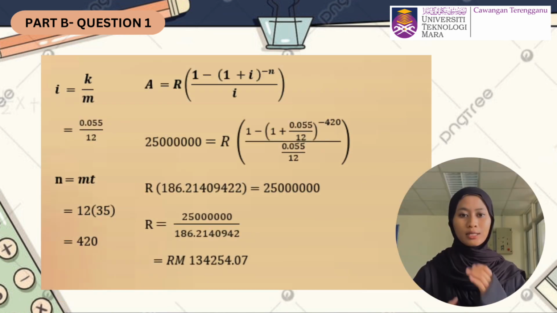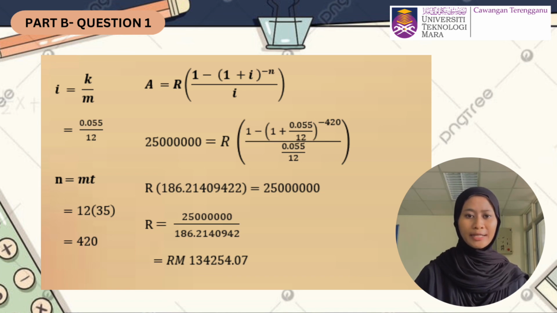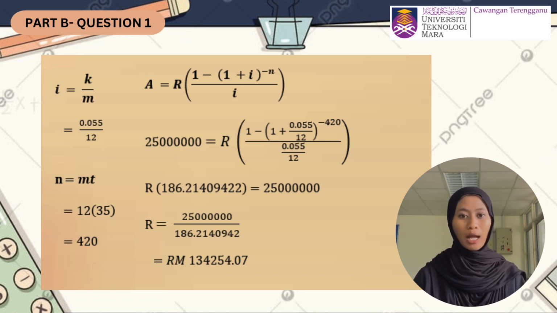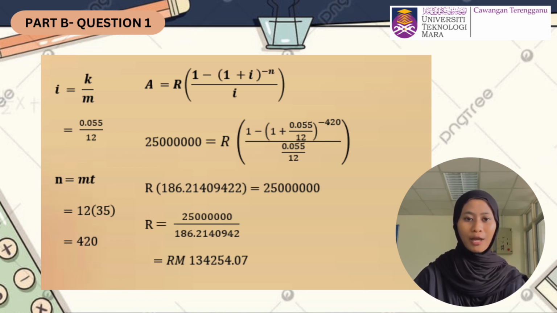To answer the question, we need to find the i. First, using the formula i equals k over m, we got 0.055 over 12. Also, we need to find the n using the formula n equals mt. And we got 12 times 35, and the answer is 420.